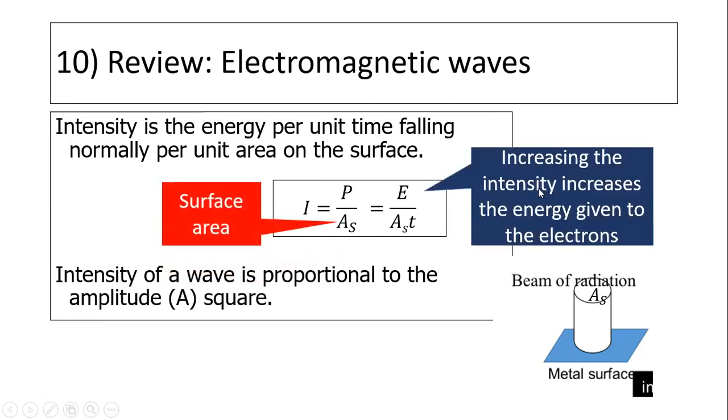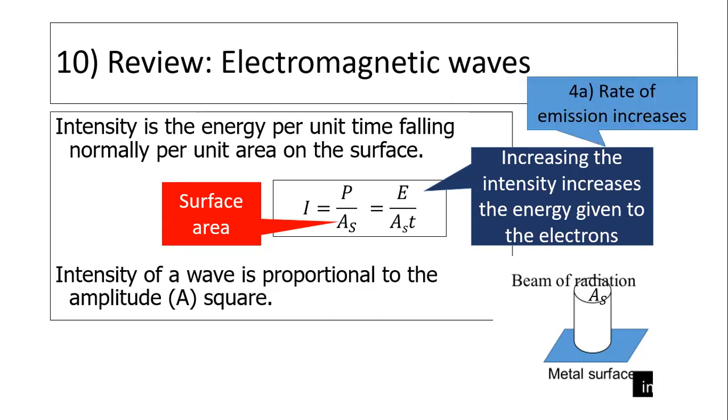Right? So increasing intensity increases the energy given to electrons. Remember, the wave is very small, the electron is also very small. So in terms of electromagnetic waves, it's just like heating. If the energy is given to the metal, it heats up the metal, so the electron will gain kinetic energy. So if you give more energy, increase the intensity, more electrons will escape. Right? Rate of emission increases.